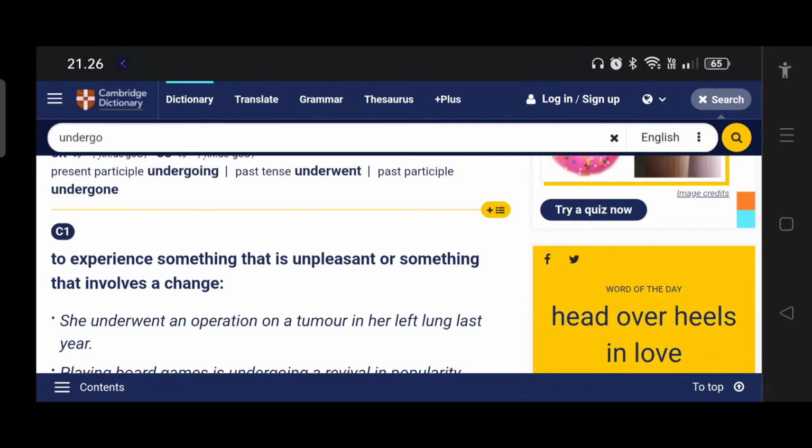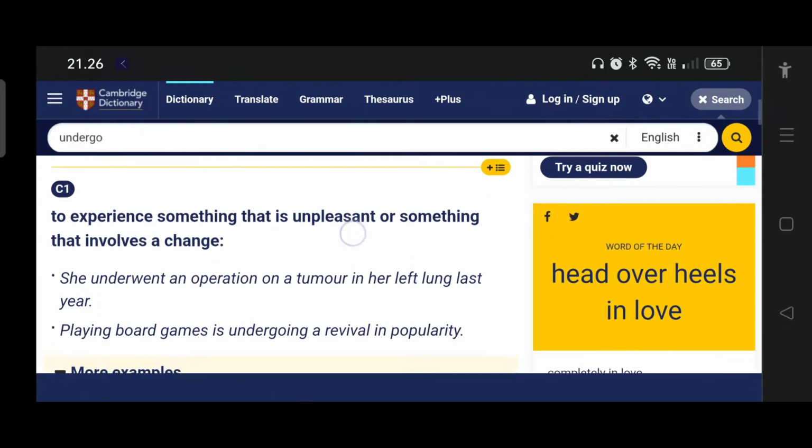Undergo is to experience something that is unpleasant or something that involves a change. You can use this word if you want to express that you're going through something unpleasant, or you may want to describe a change from point A to point B. Now let's take a look at the examples.